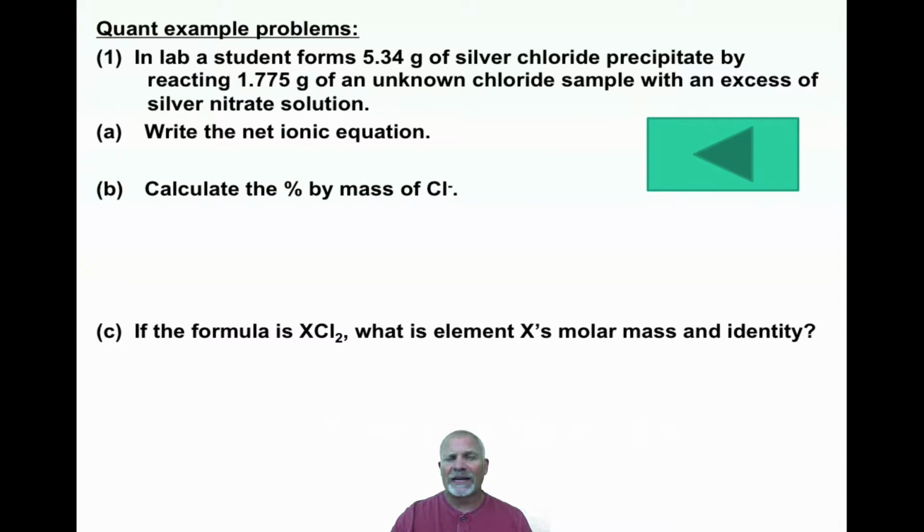Let's move into another example. This example has multiple questions within it, and these can actually be pulled out as separate little problems. So it's very important you understand the whole idea here as you go through it. Very, very important problem. Make sure you know it. Again, hint, make sure you know it. So in a lab, a student forms 5.34 grams of silver chloride precipitate by reacting 1.755 grams of an unknown chloride sample, that's your solution, with an excess silver nitrate solution.